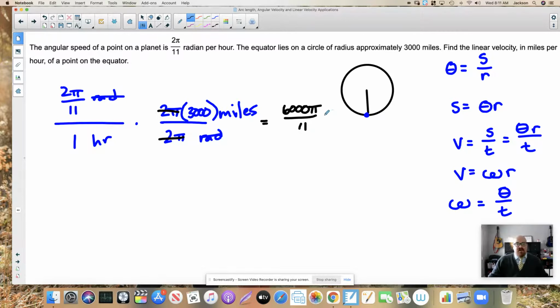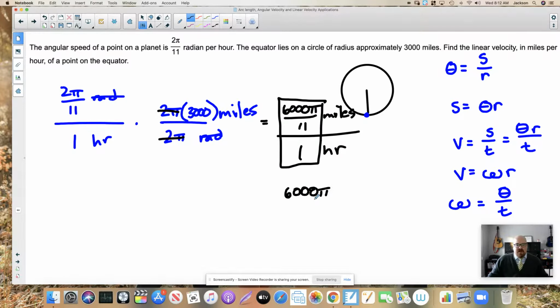And on the top, we have miles. And on the bottom of this, we have 1 hour. So there's our speed in miles per hour. And we can take this fraction and just call that 6,000 pi over 11 miles per hour. Okay, so here is our linear velocity.